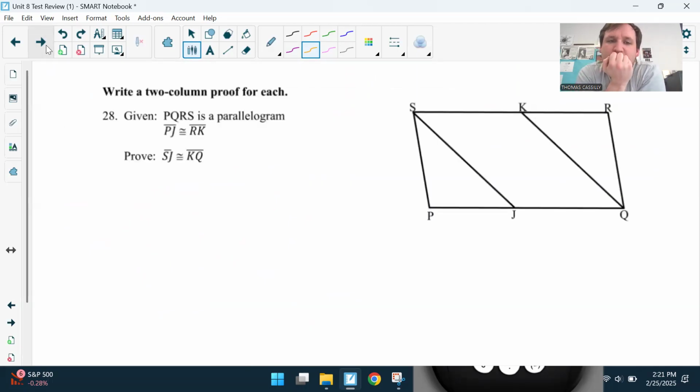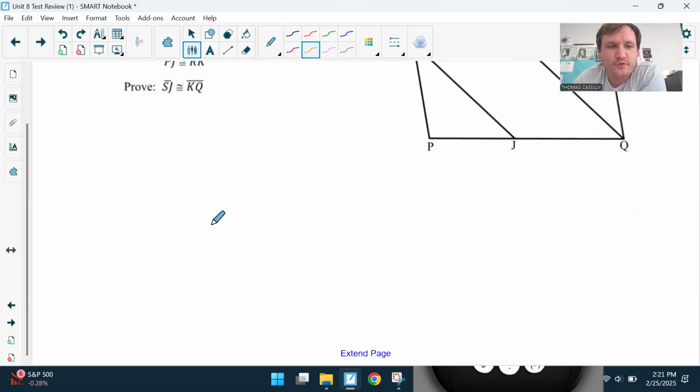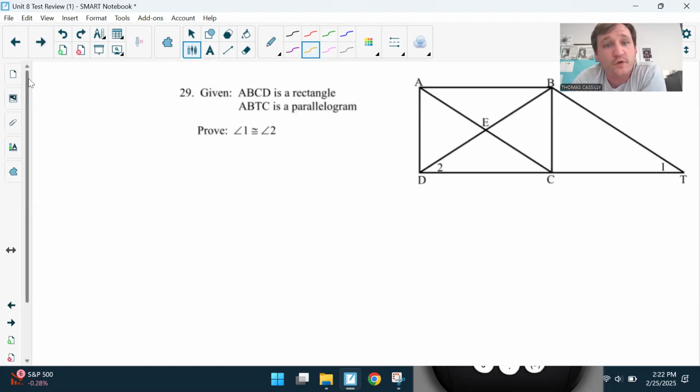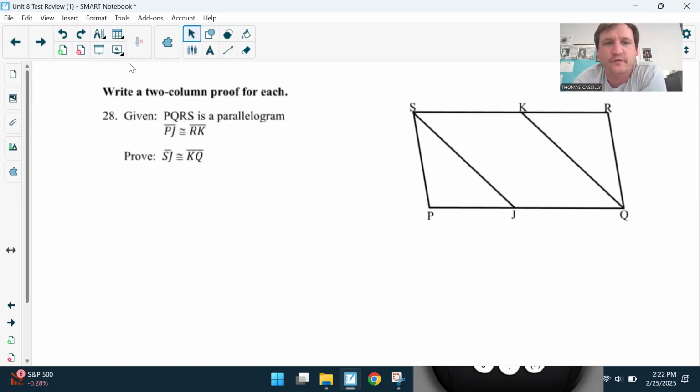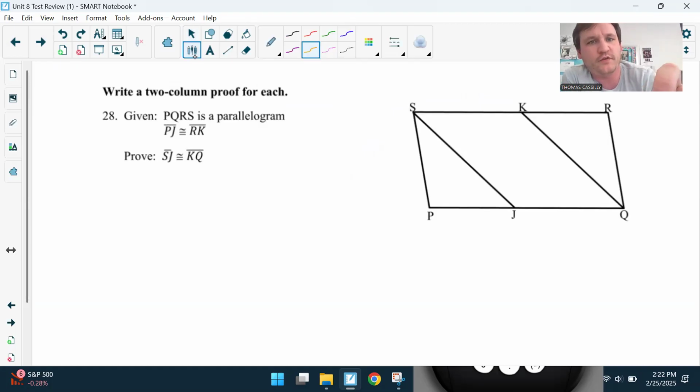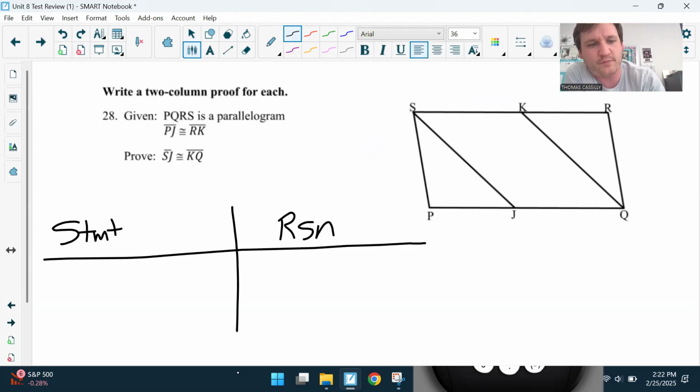Time for the proofs. The dreaded proofs. You're going to have one of these on your test. It's kind of like a half proof, though. I think I give you all the given statements, and you have to fill out the reasons. I can't remember exactly what it looks like, but it's going to be something of that magnitude. So we have our statements, we have our reasons. We're going to make our T-chart.